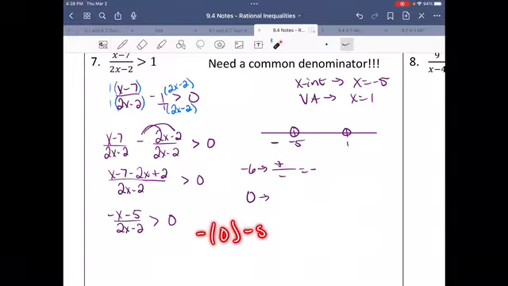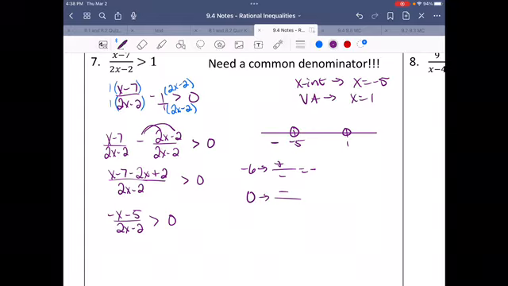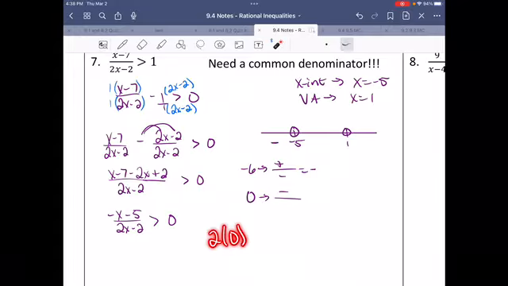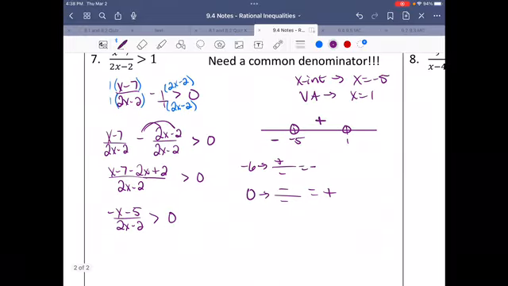Now test a number in the middle, like 0. So I've got negative 0 minus 5, which is negative. Then you have 2 times 0 minus 2, which is also negative. So that's going to be positive.